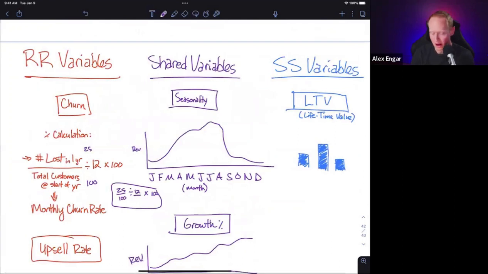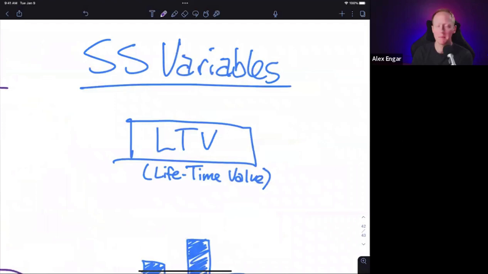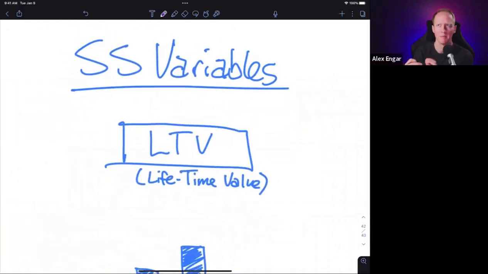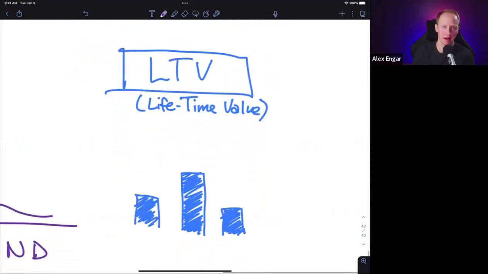Okay. Now let's talk single sale variables here for a minute. And I am sure that there's some more here, but this is the very first one that comes to mind that is pretty big. And then we'll look at the shared ones here. So single sale variables, biggest one I would just say is lifetime value of a client. And Scott mentioned this when he was talking about the numbers that he talked to his investor about.